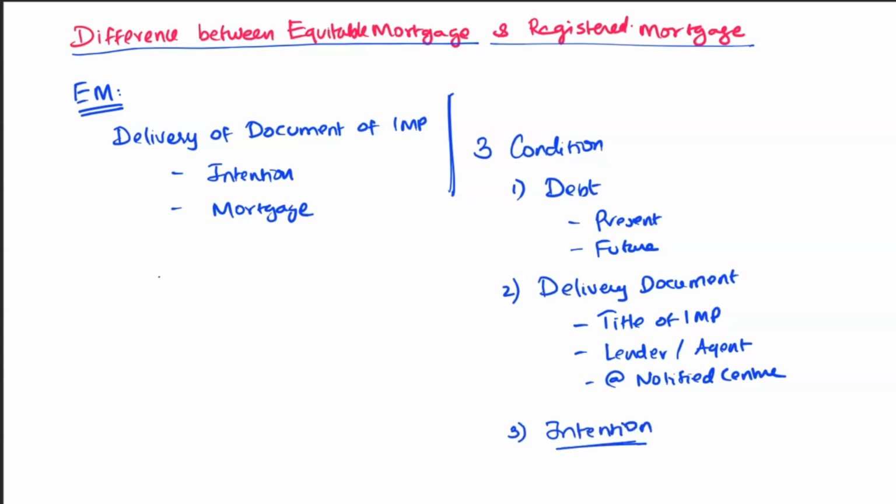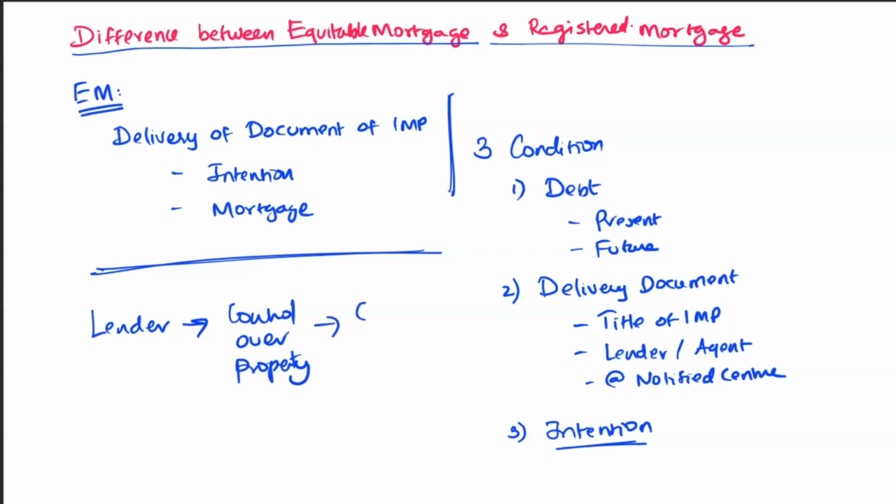So in the event of default, what can happen? In the event of default, the lender can take control over the property. They can enforce the sale of the property through auction mechanism. So that's about simple mortgage, otherwise called as equitable mortgage.